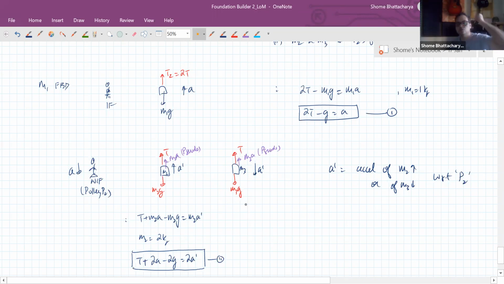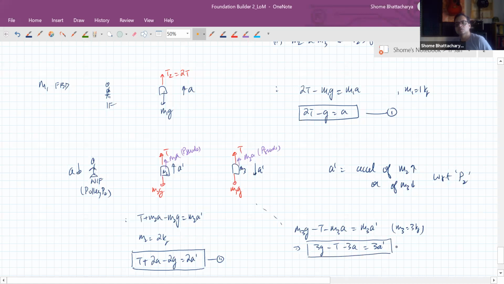Okay. And for this one, we'll have the equation: the net downward force, which is weight minus tension minus pseudo force, is equal to mass into this acceleration. Okay. So now substitute M3 as 3 kg. So we have 3G minus T minus 3A is equal to 3A prime. So this is our third equation. Now we have to solve these equations for the value of E. That's the thing we were interested in the question.